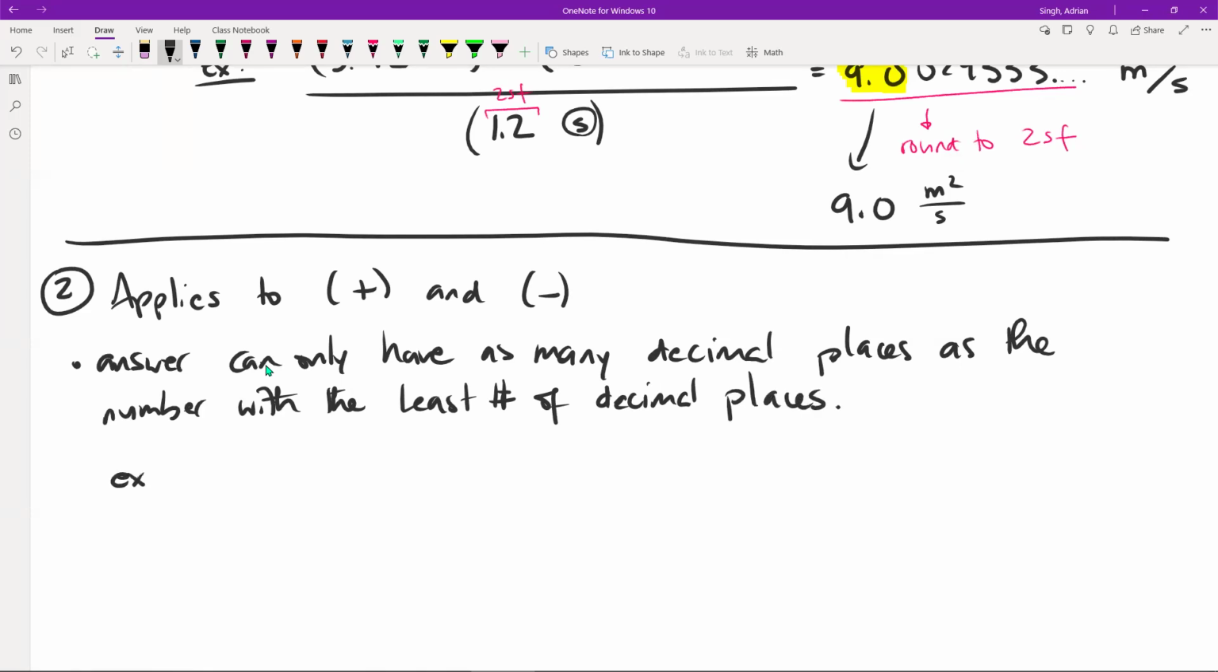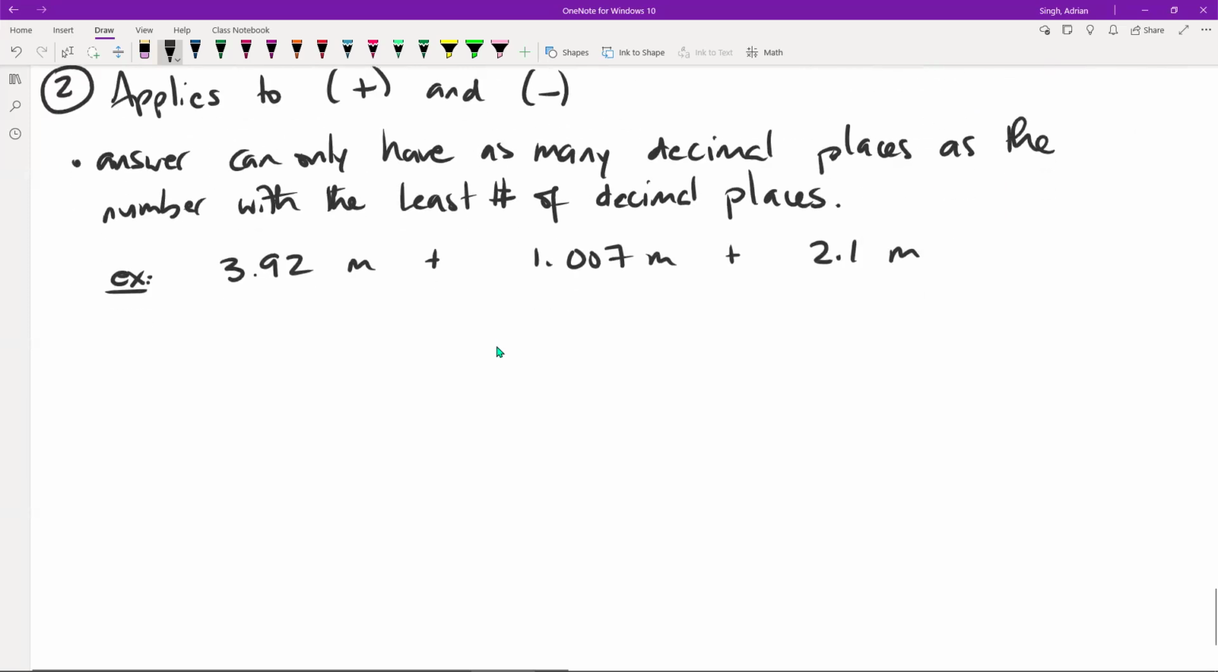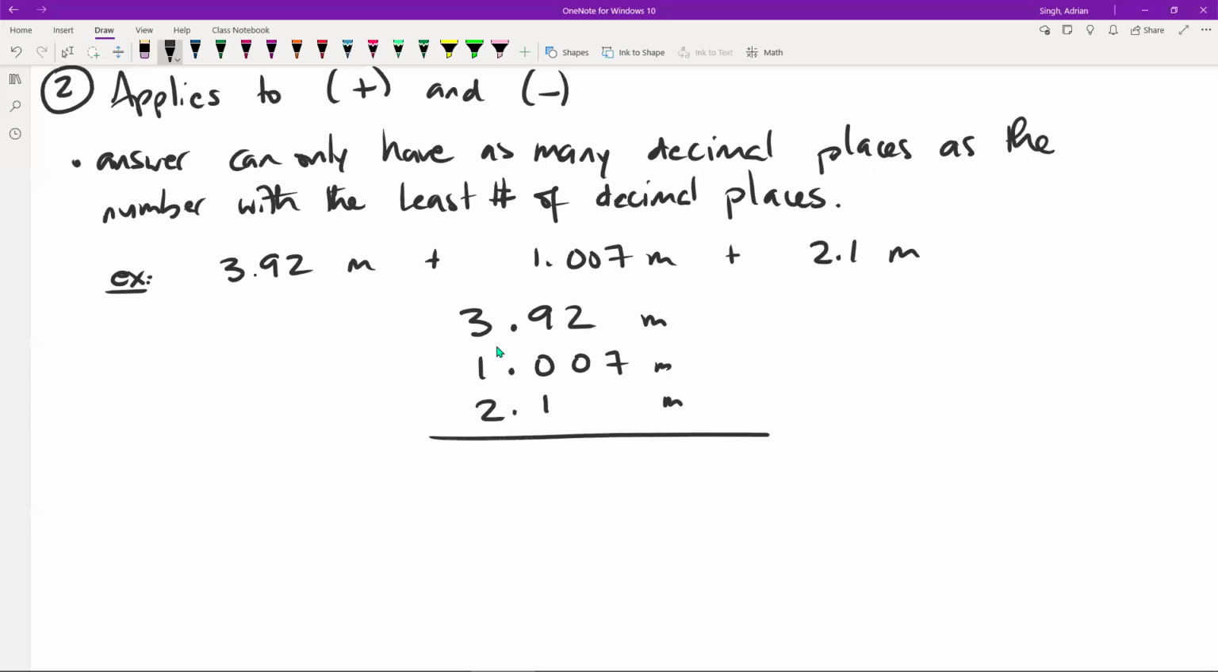So for example, if I add together the following, let's say I have 3.92 meters plus 1.007 meters plus, let's say, 2.1 meters. What I find is a good strategy here is to rewrite my numbers and line up the decimals. So 3.92, 1.007, and then 2.1. I'm going to add these together, and you can do it in your head. You can use your calculator, it doesn't matter.